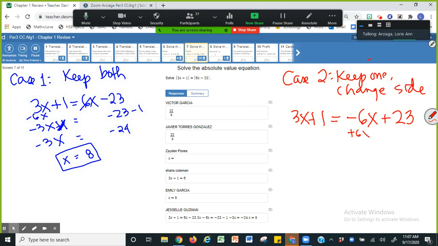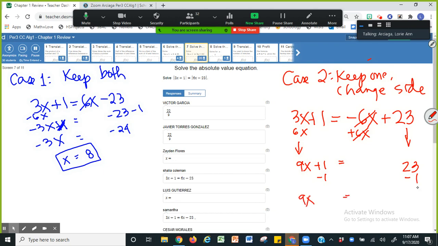Okay, so let's do this again. We have to add 6x here. You add 6x there. So that becomes 9x plus 1 equals, bring down that 23 right there. Okay, because they cancel. Now move this guy over here. Take away 1, take away 1, cancel again. You get 9x is equal to 22. There you go. That's why you see Javier wrote down 22 over 9, right? So if you divide both by 9, you will get x is equal to 22 over 9.